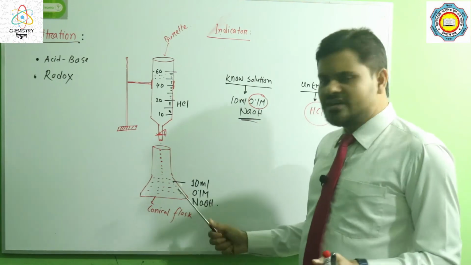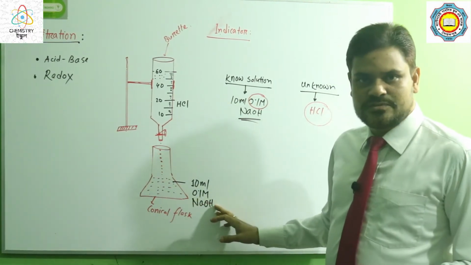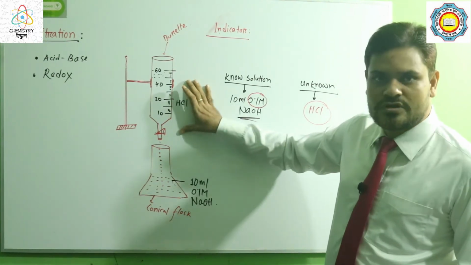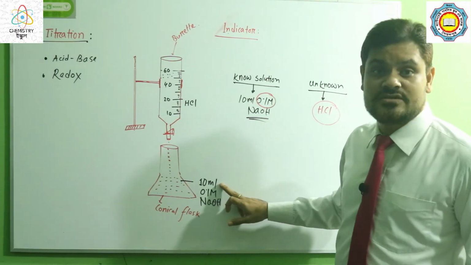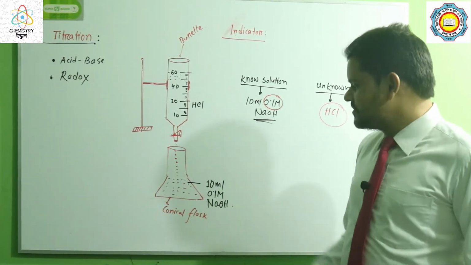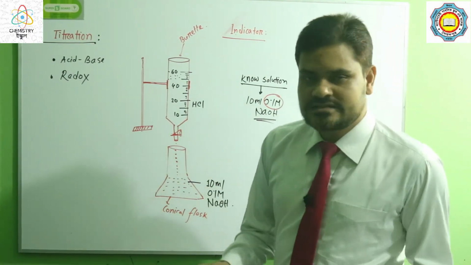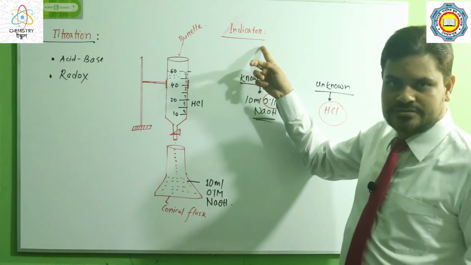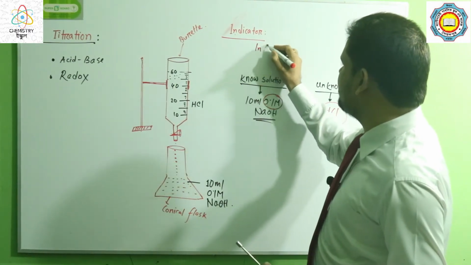When the reaction is completed, how can we understand the reaction is completed? How much hydrochloric acid is needed to neutralize 10 milliliters of sodium hydroxide? That is why we use a substance to indicate the endpoint of the reaction. This is the indicator. The indicator indicates the endpoint of the reaction.